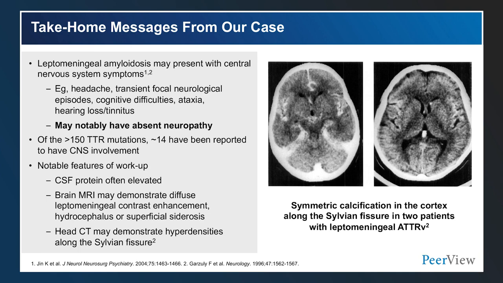Some notable features in these variants include elevated CSF protein. The brain MRI can demonstrate diffuse leptomeningeal enhancement, hydrocephalus often needing shunts, and unfortunately multiple shunt revisions, and superficial siderosis. Head CTs may demonstrate hyperdensities along the sylvian fissure. This was not this patient, but this was a case report of 2 patients with leptomeningeal disease with calcifications in the cortex along the sylvian fissure.